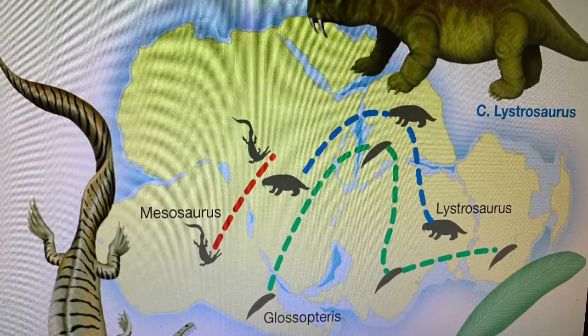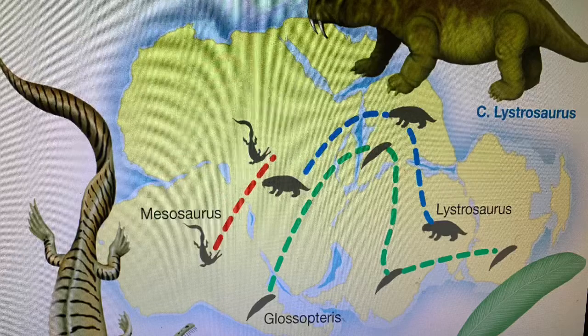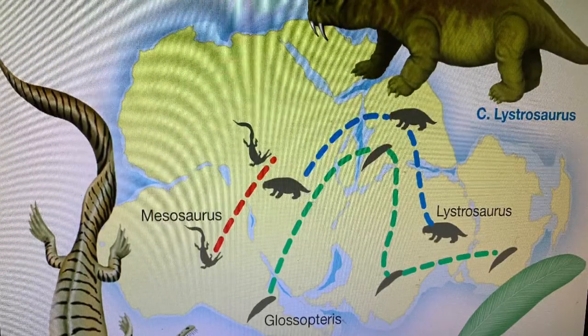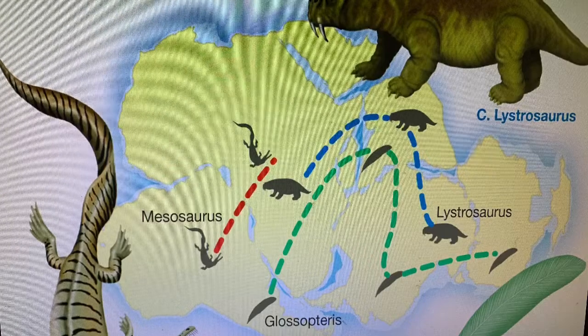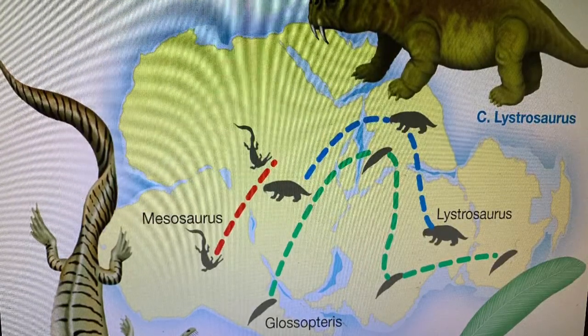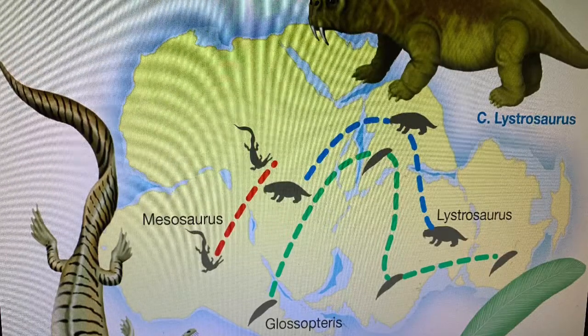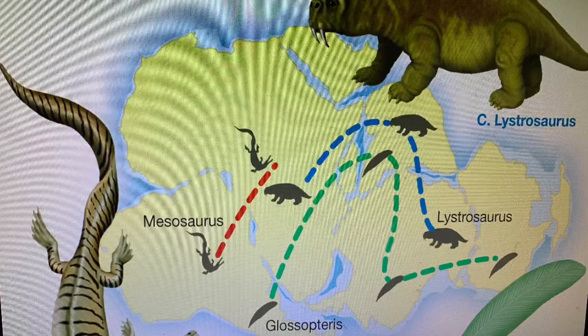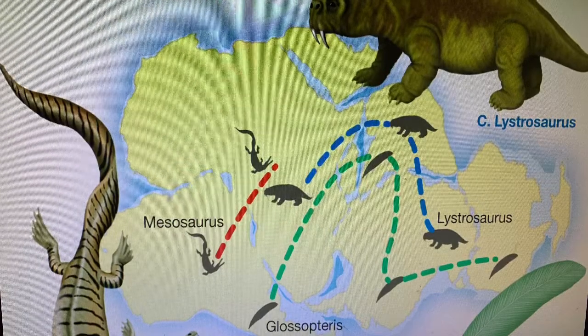Lystrosaurus were creatures that lived at the beginning of the Triassic period. Their fossils have been found in Africa, India, and Antarctica, and you can see that by the blue line on the page right now.